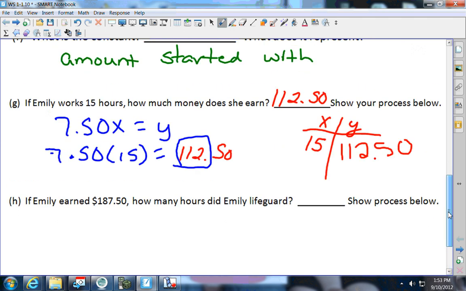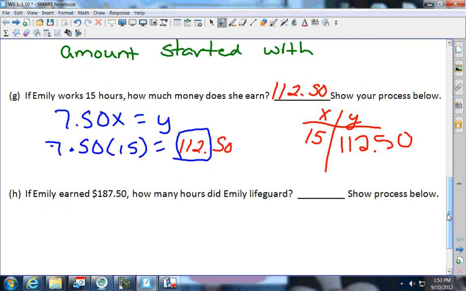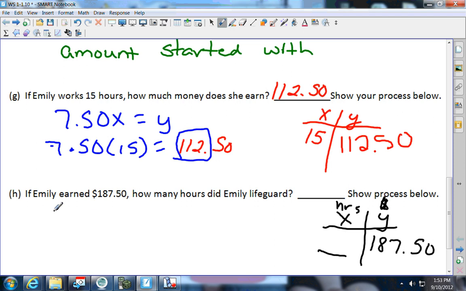What about this one? Can you pause the video and come back and see how you do if you can figure out this one? It says, if Emily earned $187.50, how many hours did she work? Well, wait a minute. If I looked in the table, remember X is hours and Y is the money. You could go in the table and look to see where Y is 187.50 and your X number would be the answer. That's one way.